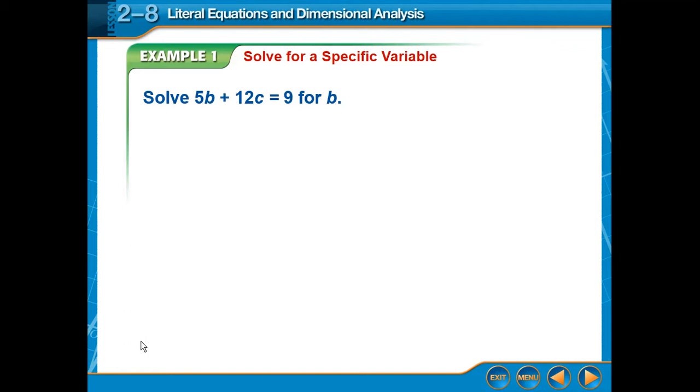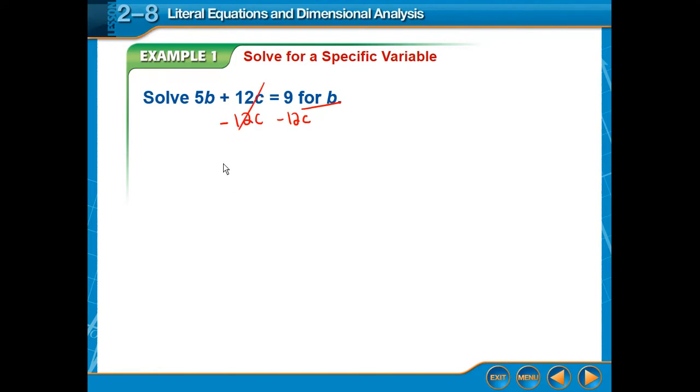Okay, so the first thing that we want to be able to do is to solve for a specific variable. So in this case, they're telling us to solve for b. When they say solve for b, that means we want to get b by itself. We're going to treat this like any other equation, as if there wasn't a variable here. So in order to get b by itself, I'm looking for any addition or subtraction of b. And I have this plus 12c. So the opposite of adding 12c is going to be to subtract 12c from both sides.